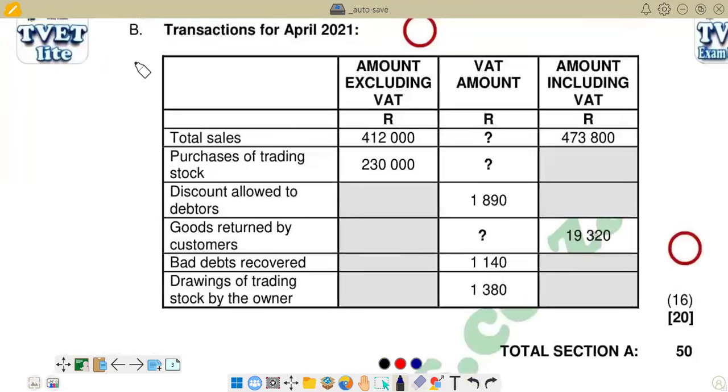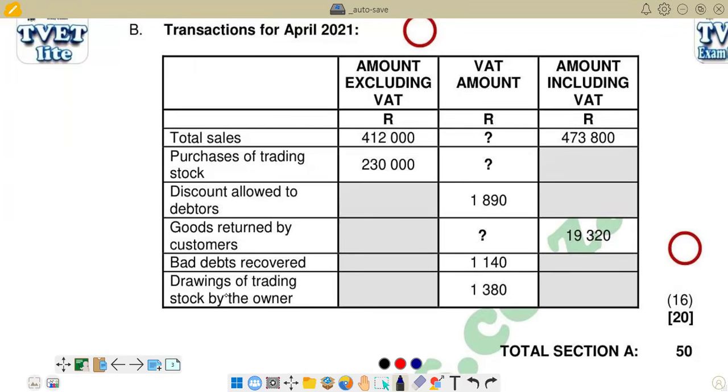If you come to information B, transactions for April 2021, we are given a column for amount excluding VAT, VAT amount, and then amount including VAT. Then we have the information that is there. So we have to calculate the amount payable. The easiest way is to prepare a VAT control account. We have to prepare a VAT control account.